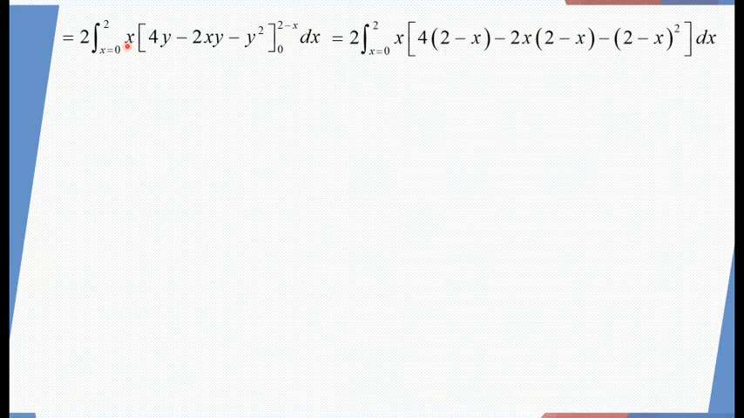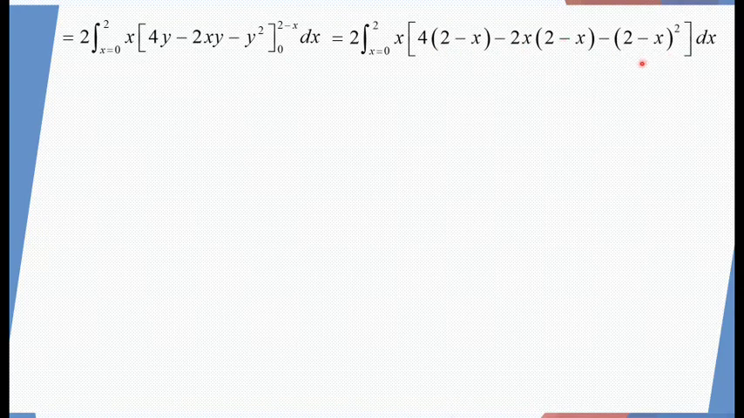So there is no significance of 0, so we can only put the upper limit. So it is equal to x outside, 4 times of 2 minus x minus 2x times of 2 minus x, and the value of y is 2 minus x whole square. So now we can simplify it in two ways.